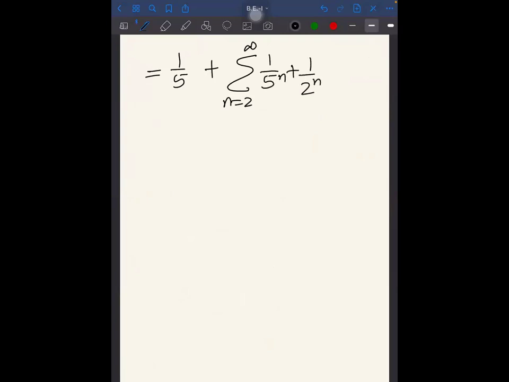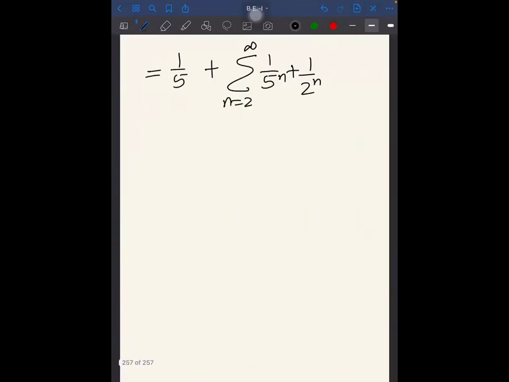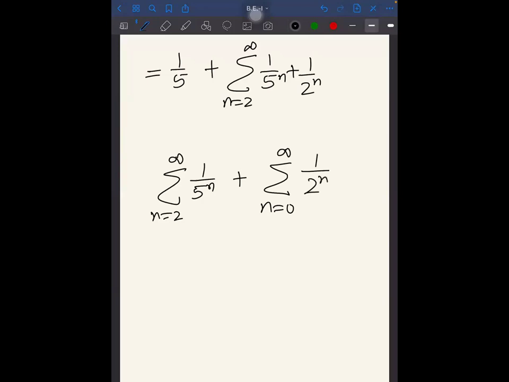Now let's say you have an example. Case 2: you want to do reindexing. Where does reindexing come into the picture? Let's say you have the sum for n equal to 2 to infinity of 1/5^n, and the sum for n equal to 0 to infinity of 1/2^n. What are you going to do? You want to start it from 0.